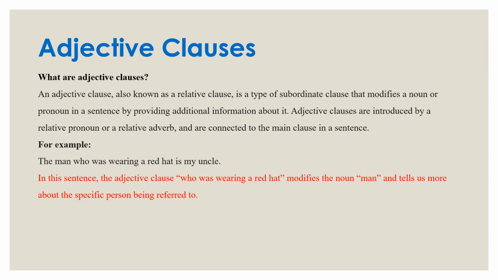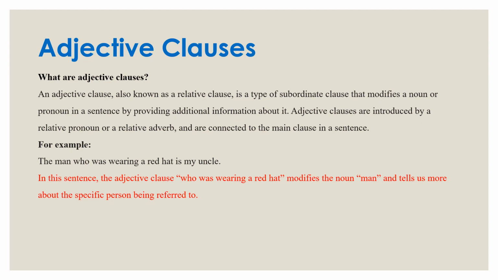Adjective clauses. What are adjective clauses? Adjective clauses, also known as relative clauses, are a type of subordinate clause that modifies a noun or pronoun in a sentence by providing additional information about it. Adjective clauses are introduced by a relative pronoun or relative adverb and are connected to the main clause in a sentence. Example, "The man who was wearing a red hat is my uncle."